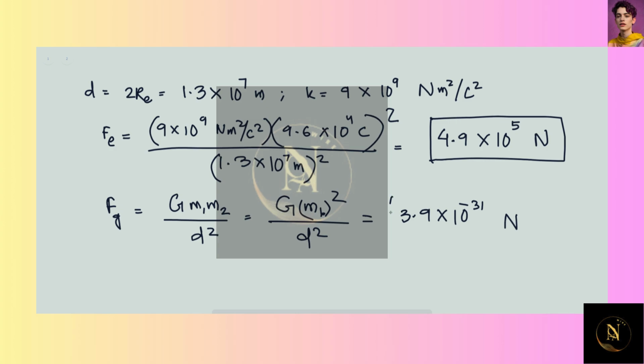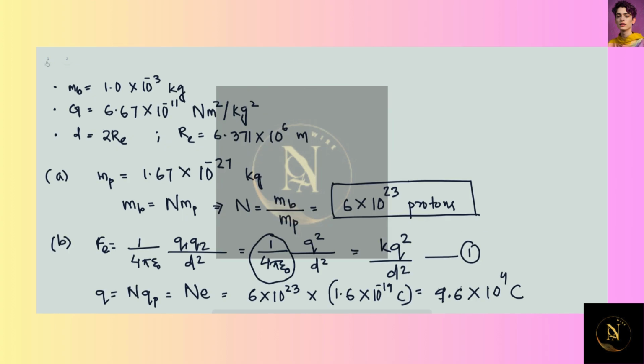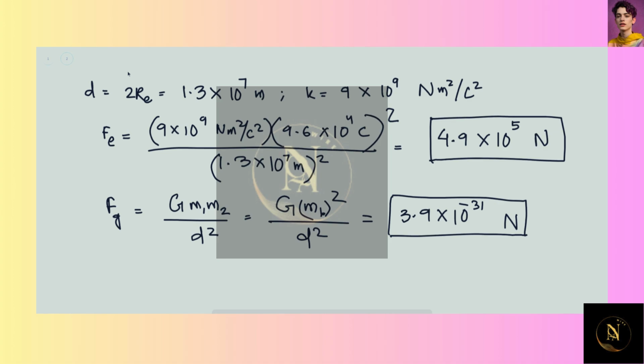Now your values may be slightly different from mine, depending on how accurate your calculations are. For example, K is nearly equal to 8.99, but I have approximated that to 9 over here. So it will be very slightly different, but the order of the answers should be the same.